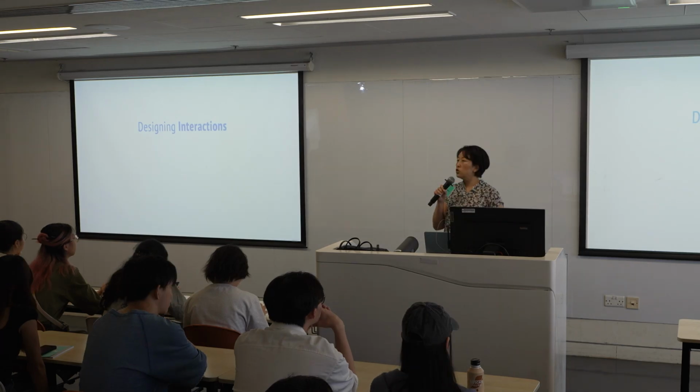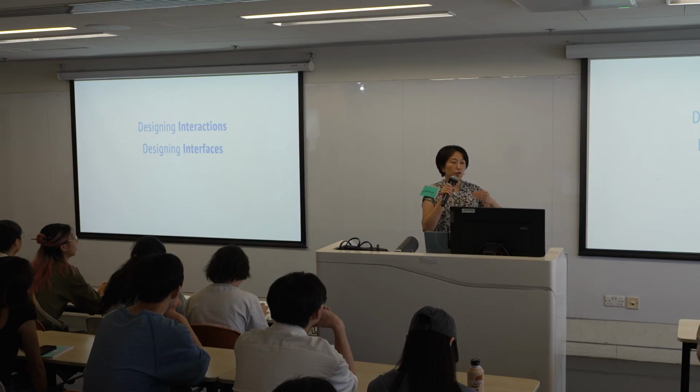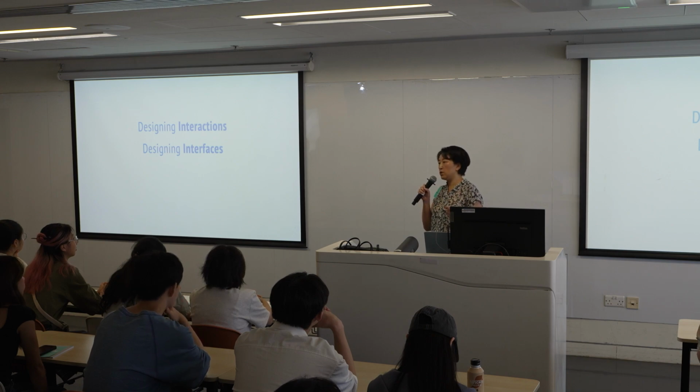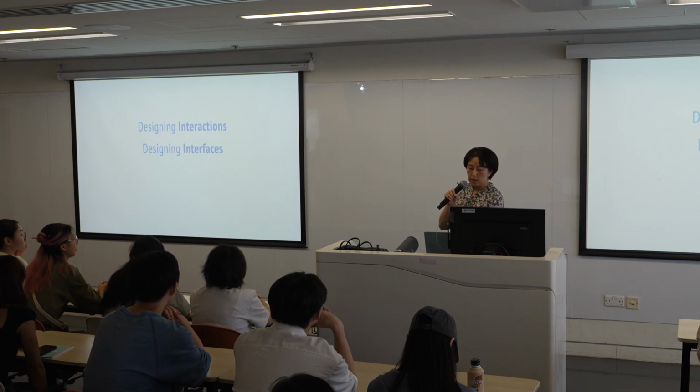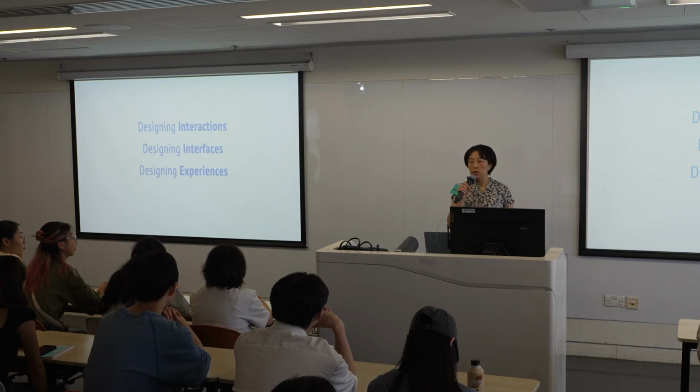Okay? And then, in order to let that interaction happen, you need to design interfaces, right? If there's no interface, how are you going to get to the product, get to the artifact or the system, right? So there's always some interface in between that you can control through, okay? Some interfaces are more visible than others, okay? And then, overall, your ultimate goal is to design some experiences for people. So this is the focus of interaction design.